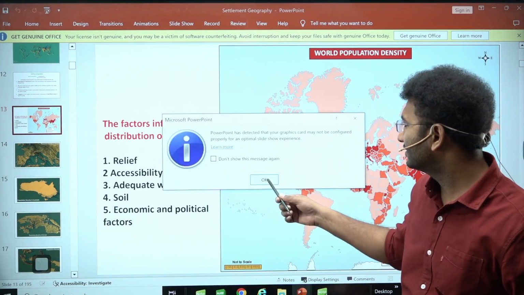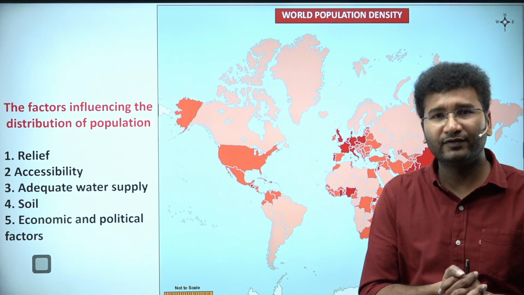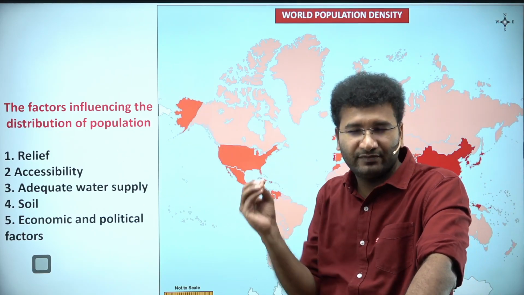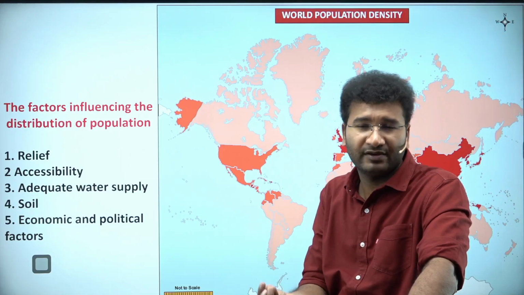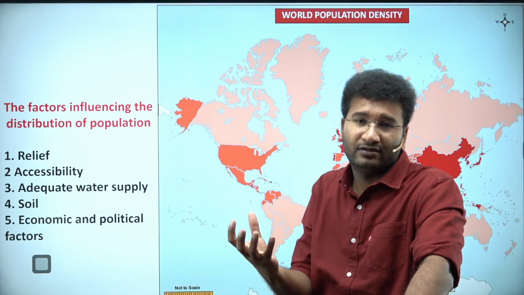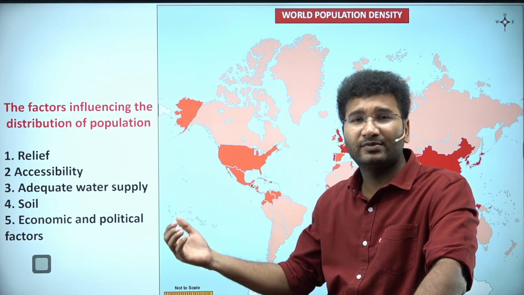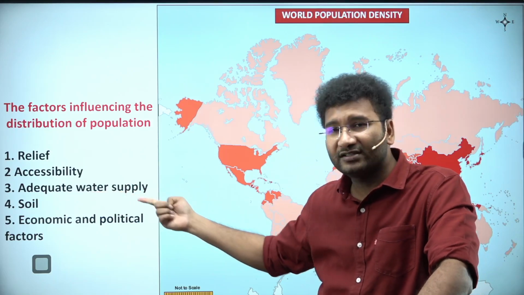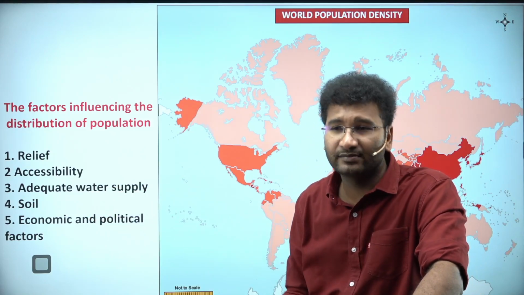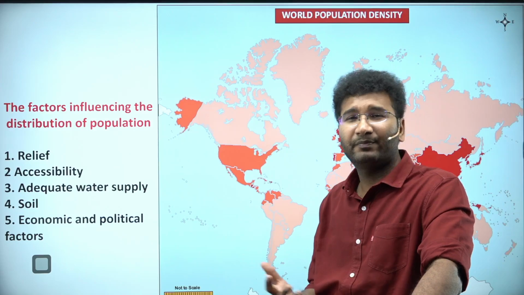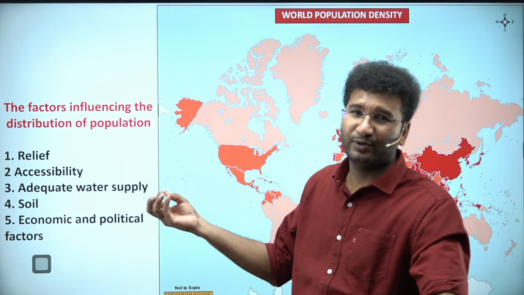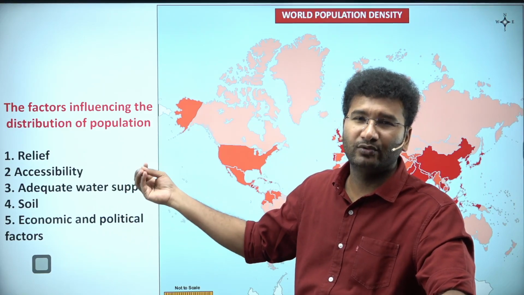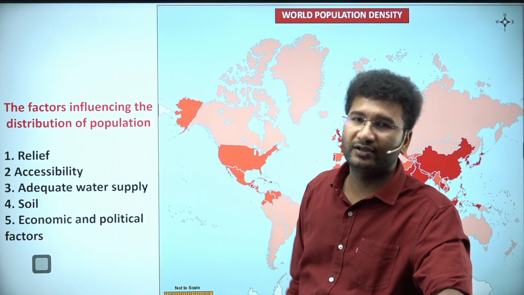Factors that are influencing the distribution of the world population. That is your relief. Relief means topography. If mountains are there, the population will be less. If the plains are there, the population will be more. If the availability of water is good, the concentration of population will be more. Accessibility of food, fodder is there, the population will be more. Likewise, adequate water supply, soil, economic accessibility, political stability. People do not like to live in the Middle East if there is political instability. Rather, if you have political stability and a strong economy with good food, then only people will start to live in those areas.